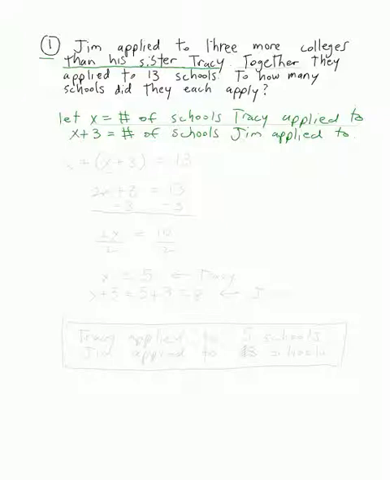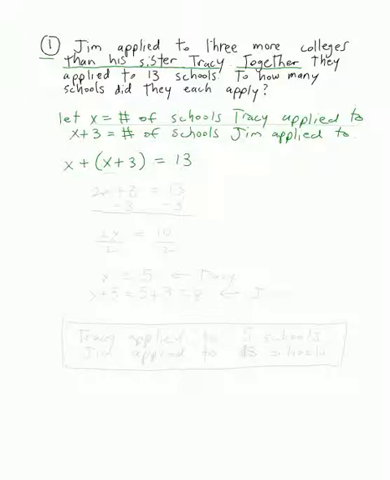Now, we are on step 3. Write down an equation using a relationship in the problem that was not used previously. Well, we already used that first fact, but we haven't used yet that together they applied to 13 schools. The word together is talking about the total of things. In other words, the sum. That means if you take the number of schools Tracy applied to and you add it to the number of schools that Jim applied to, you end up with their total, which is 13 schools. So that is the setup.